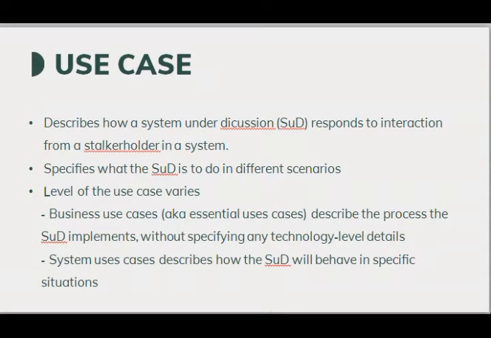The level of use cases varies. At the high level, we have the business use case, which describes a business process that must be carried out without specifying any technology details. These use cases are also called essential use cases. At the lower level, the system use cases describe how the SUD will behave in specific terms.